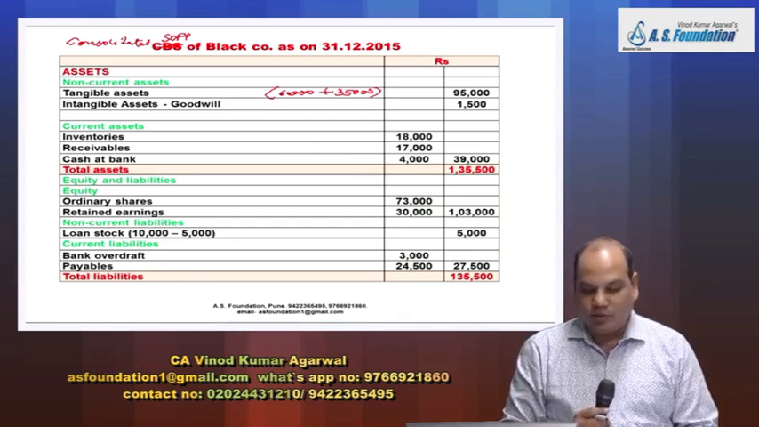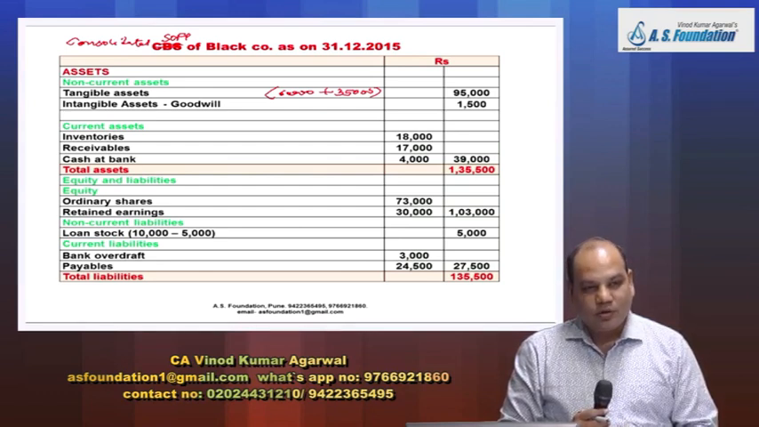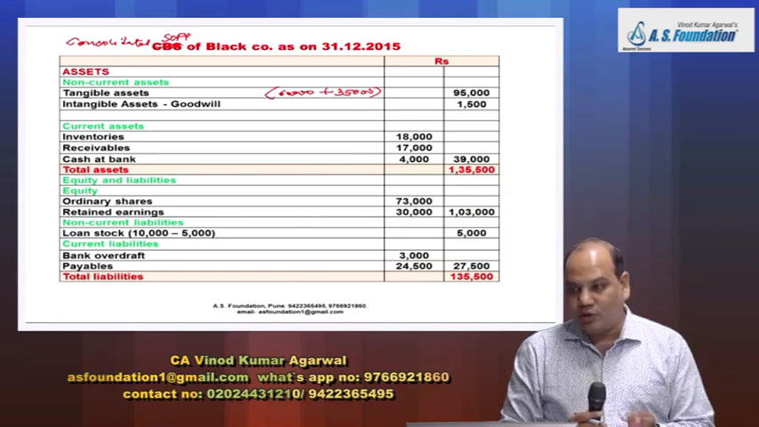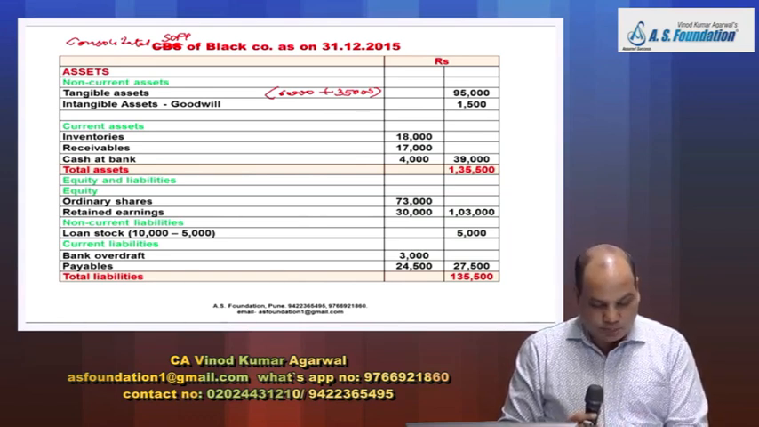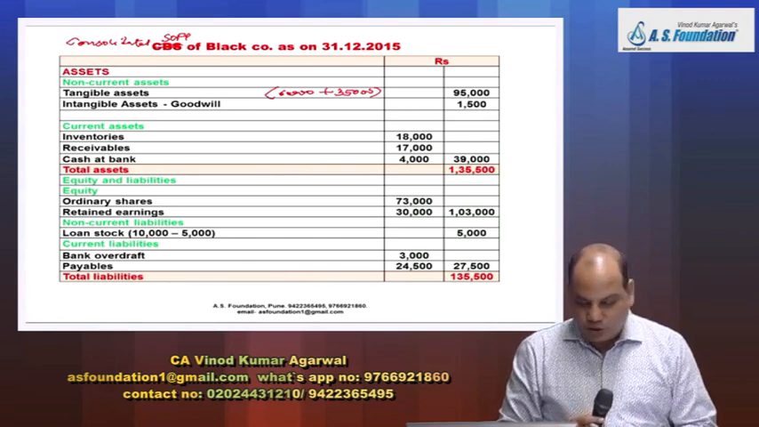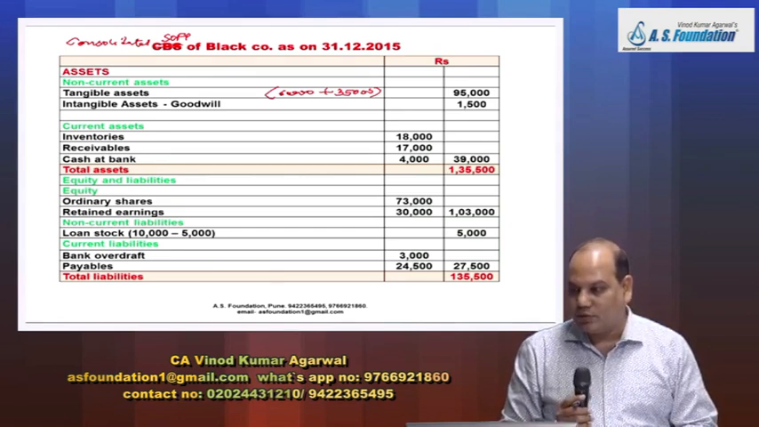Write equity and liabilities. Under equity and liabilities, write equity. And then under equity, write ordinary shares. Ordinary shares only of the parent company. This you don't add. We are only going to incorporate the net assets. Retained earnings 30,000. Total equity, outer column, 1,03,000.